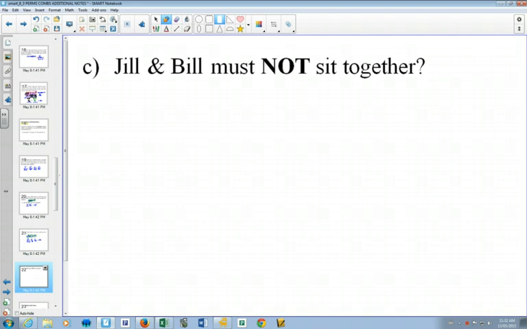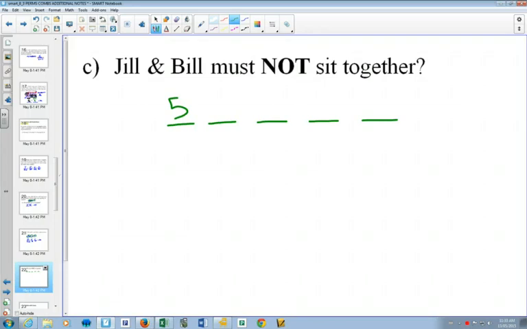This is where we're going to use the not strategy. Sometimes it's hard to count things where people are not together, because if you start thinking about your spaces, this is where it becomes problematic. How many choices do you have for your first space? Well, anybody could sit on the end. But then how many people can sit here? Well, it could be anybody unless you picked Jill or Bill, because then you can't have Jill or Bill beside them. So you run into a problem by trying to count it with spaces. And in this case, it's hard to try to count it directly.